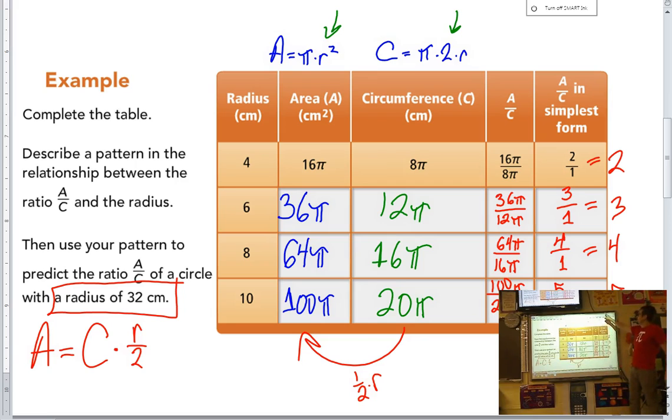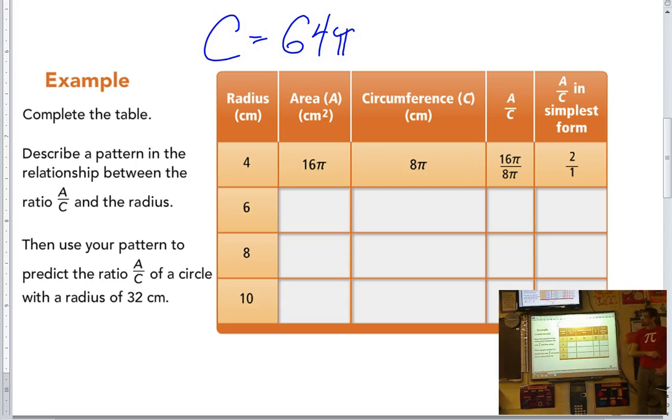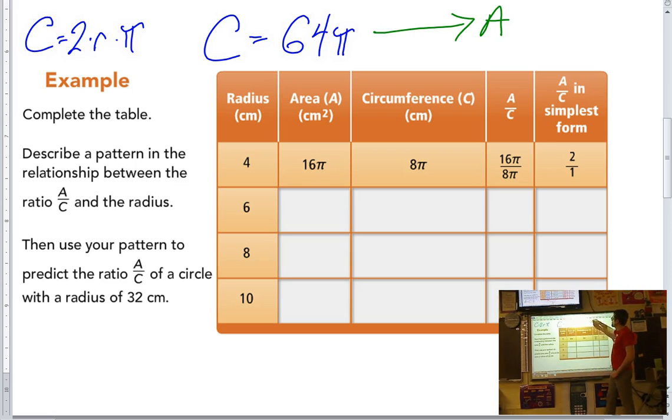So let's try it when we have 32. So if my radius is 32, then to find my circumference, I double it and I get 64 pi. If you do not remember your circumference formula yet, it is 2 times the radius times pi. And then to get my area, all we have to do is multiply by half the radius. So half the radius there, what's half the radius? 16.